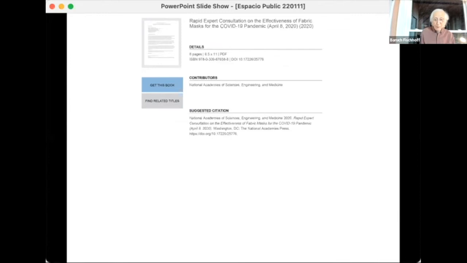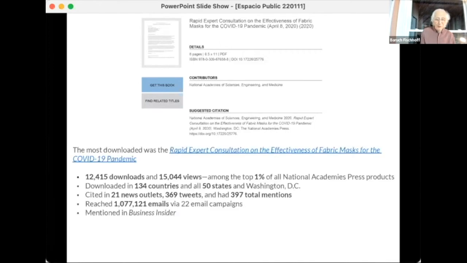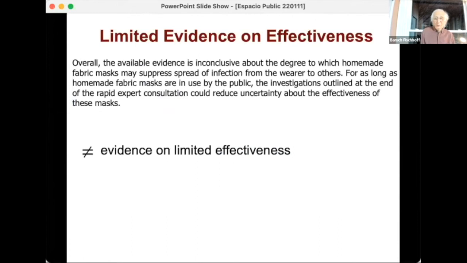The first one that I worked on was what they call a rapid expert consultation on the effectiveness of fabric face masks relevant to the pandemic. It wasn't hard to write because there was almost no research. It has turned out to be among the most downloaded publications of the National Academy. It's about eight pages long, and we had two messages. One is that there is limited evidence on effectiveness. Here's a screenshot from the report. We tried to make it very clear that limited evidence on effectiveness is not evidence of limited effectiveness. There's no money in fabric face masks. Nobody had studied it, and we just didn't know.